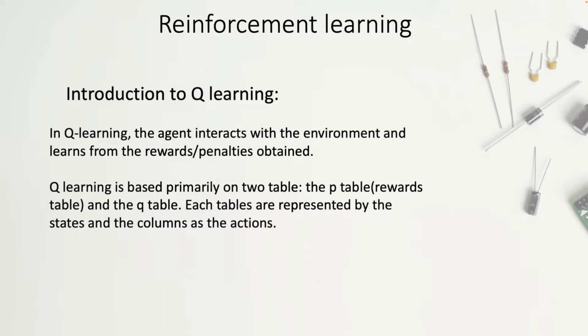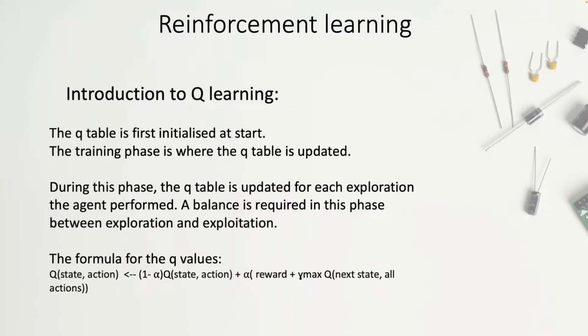Introduction to Q-learning. In Q-learning, the agent interacts with the environment and learns from the rewards or penalties obtained. Q-learning is based primarily on two tables, the P table, which are the rewards, and the Q table. Each table is represented by the states as rows and the columns as actions. The Q table is first initialized at start. The training phase is where the Q table is updated. During this phase, the Q table is updated for each exploration the agent performs. A balance is required in this phase between exploration and exploitation.